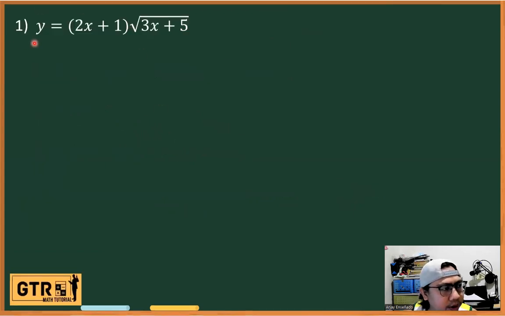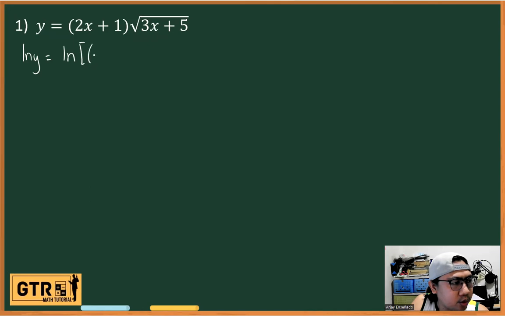So number 1, we have y equals 2x plus 1 times square root of 3x plus 5. So, solve natin by using logarithmic differentiation. So first step in solving by logarithmic differentiation is we're going to get the ln of both sides. So we have ln y equals ln of 2x plus 1 times square root of 3x plus 5.